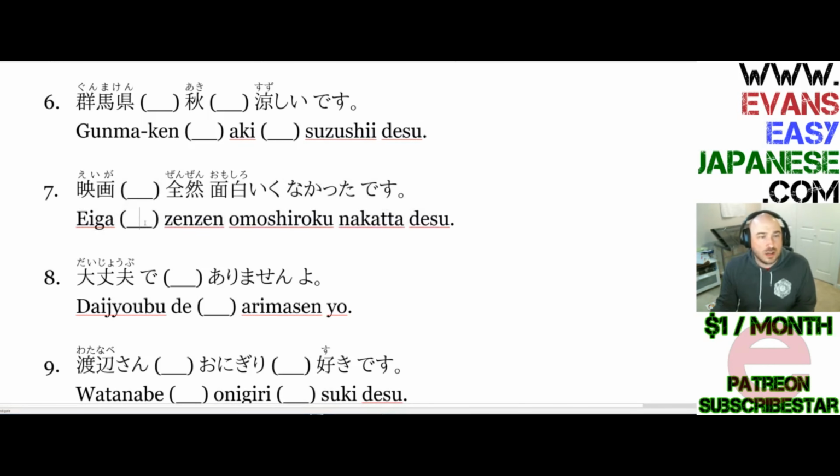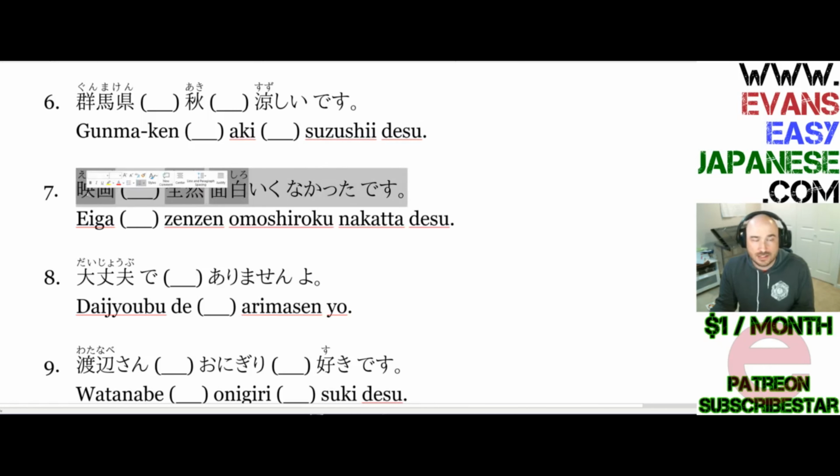Ga could work. Wa is better because we're dealing with a negative sentence, and it's like, well, that's for the movie. Yeah, it wasn't that good. Exactly. The ga would work, but it'd be a little bit stiff. The wa particle says other things are interesting, but the movie, it's not interesting. That's kind of why we would use the wa particle. It limits the "was not interesting" to just the eiga.